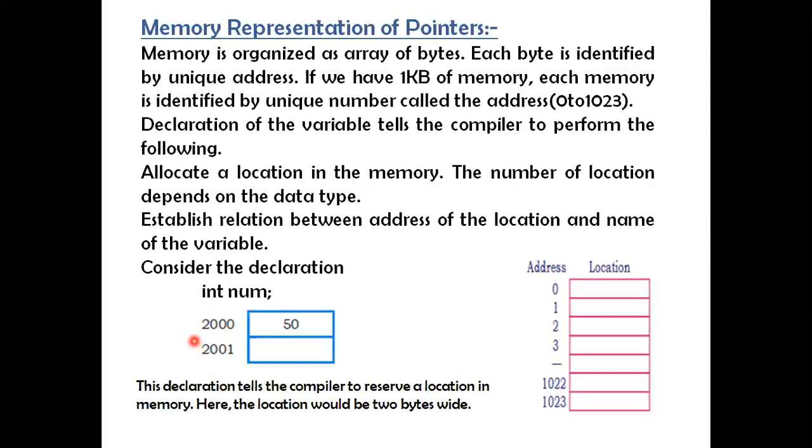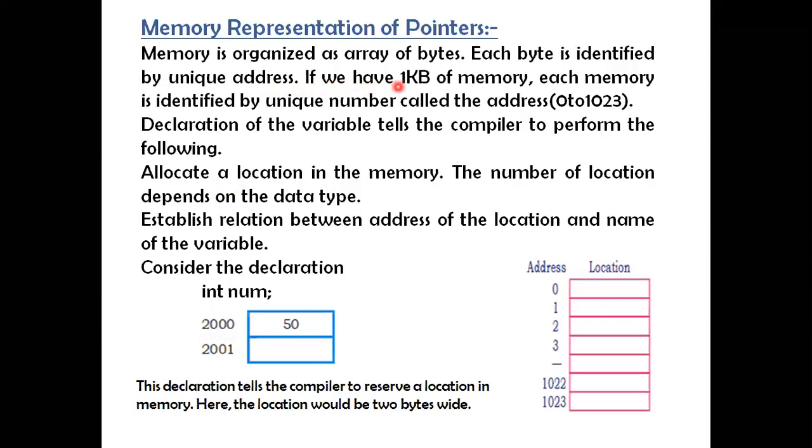You might be aware of the data types. Integer occupies 2 bytes, float occupies 4 bytes, character occupies 1 byte, long occupies 4 bytes, and double precision occupies how many bytes? A total of 8 bytes, isn't it? Now, each byte is identified by a unique address.